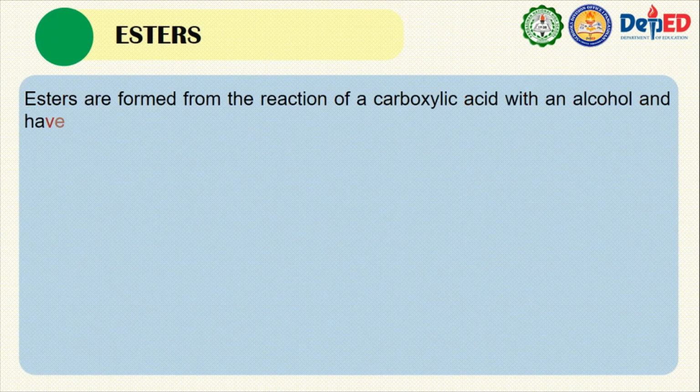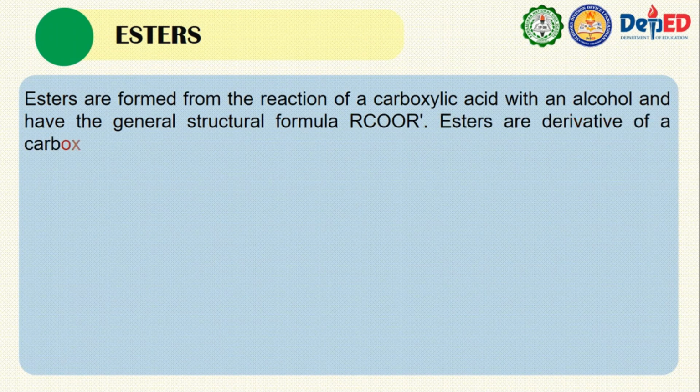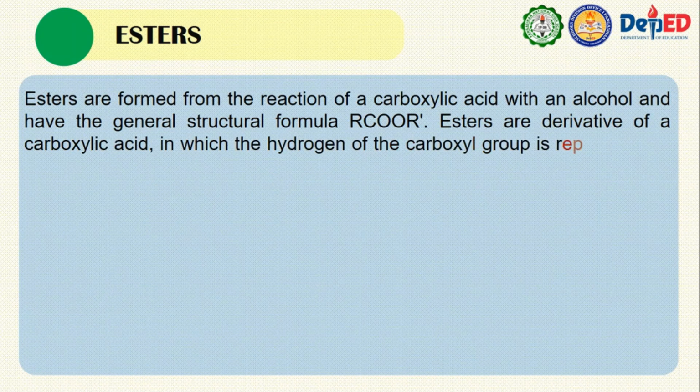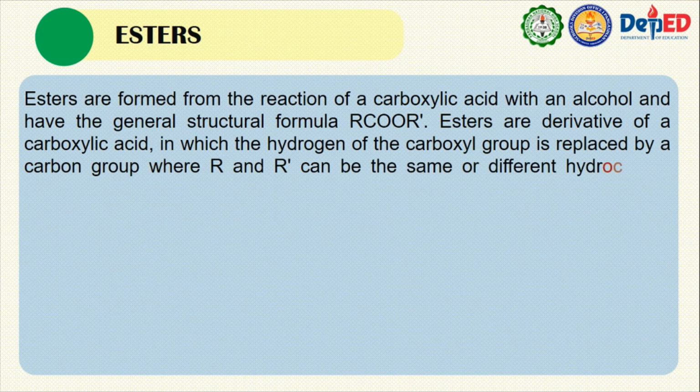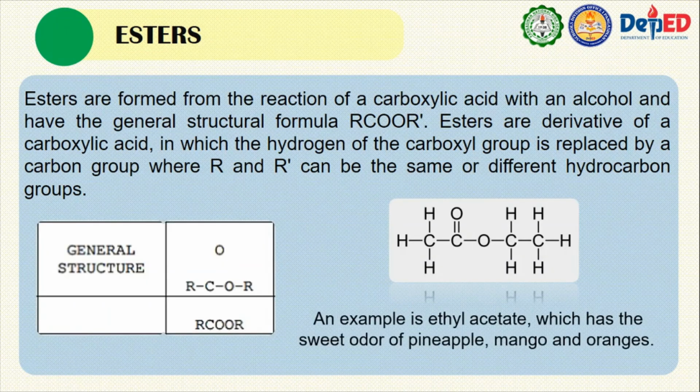Now let's have esters. Esters are formed from the reaction of a carboxylic acid with an alcohol and have the general structural formula RCOOR. Esters are derivatives of carboxylic acid in which the hydrogen of the carboxyl group is replaced by a carbon group, where R and R can be the same or different hydrocarbon groups. An example is ethyl acetate, which has the sweet odor of pineapple, mango, and oranges.